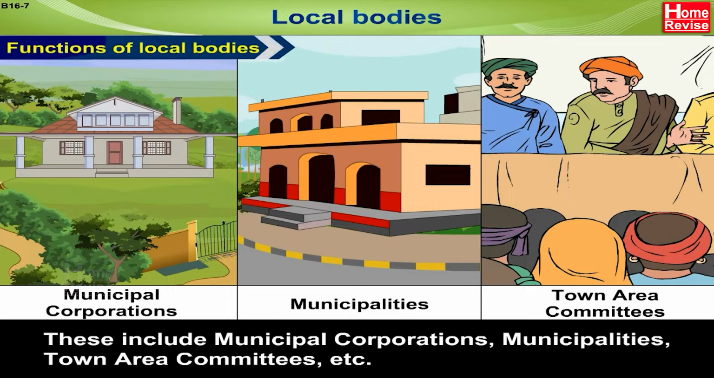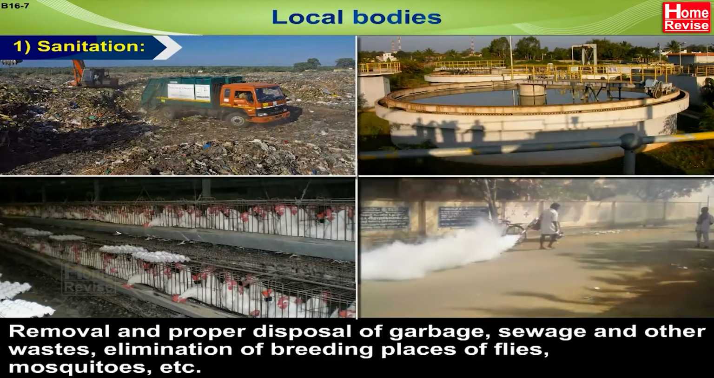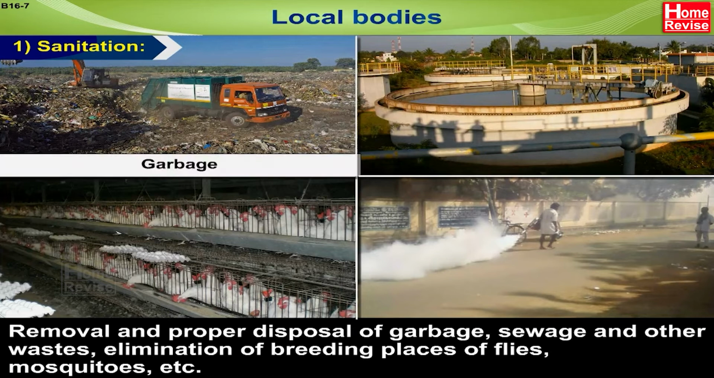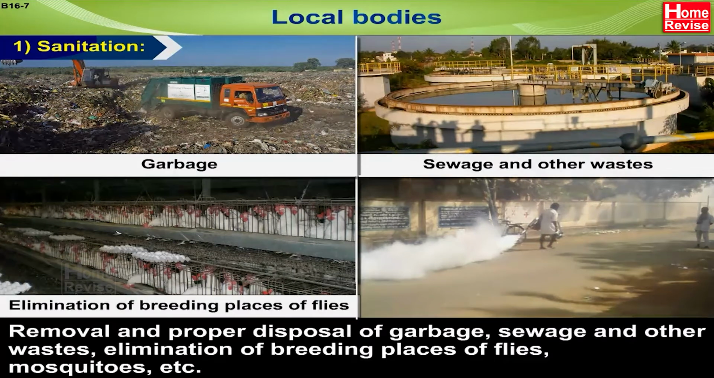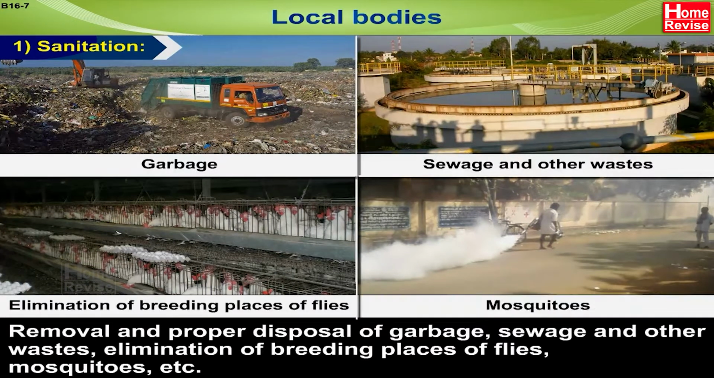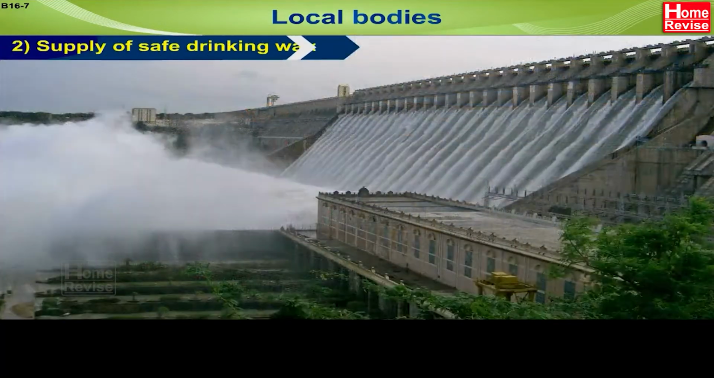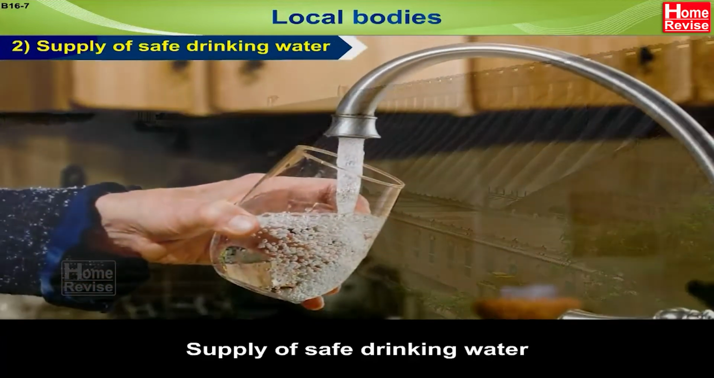Functions of local bodies. Number 1. Sanitation. Removal and proper disposal of garbage, sewage, and other waste. Elimination of breeding places of flies, mosquitoes, etc. Number 2. Supply of safe drinking water.